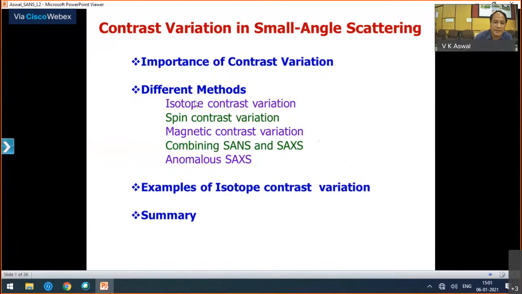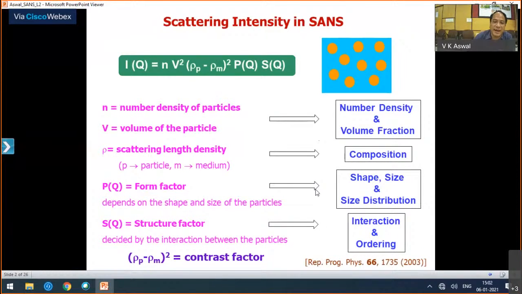system. And these are named isotope contrast variation, spin contrast variation, magnetic contrast variation, and also combining small angle neutron scattering with small angle X-ray scattering and anomalous small angle X-ray scattering. So what I will be doing is talking a little bit about all these techniques, but the most commonly used in the case of small angle neutron scattering is the isotope contrast variation. So I will show some examples on this technique of isotope contrast variation. So let's recollect what was taught in the last lecture.